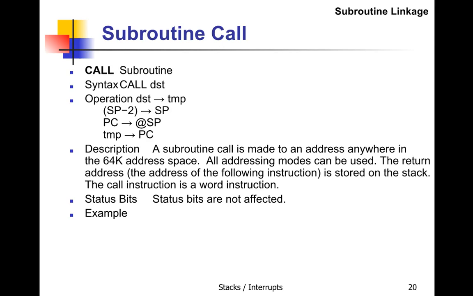A subroutine call is made to an address anywhere in the 64K address space. All addressing modes can be used. You can use immediate, that's the most common one, but you can also do all the other addressing modes, and we'll look at some examples of that. You could actually pick which subroutine it calls based on one of those other addressing modes in a fancy way. The call instruction is a word instruction, and the return address is stored on the stack. Status bits are not affected by the call.